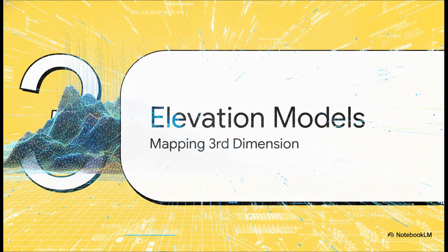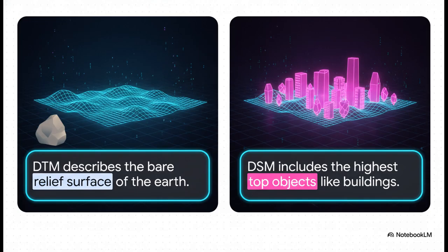Up next is Section 3, Digital Elevation Models Explained, where we start mapping the third dimension. So, to map that third dimension, we need raw elevation code, but you really have to know what it is you're measuring. We generally distinguish between two primary models. First, we have a digital terrain model, or DTM. Think of this as an X-ray view. It describes just the bare relief surface, the solid earth or water, nothing else.